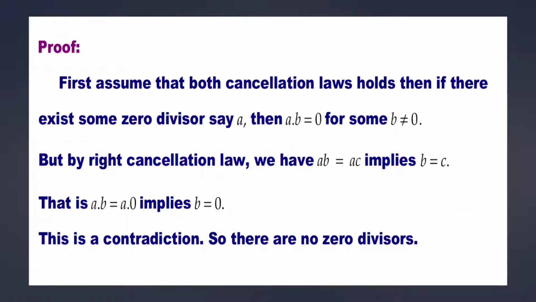First, let us assume that both the cancellation laws hold. Then, if there exists some zero divisor, let's say A, then A times B equals 0 for some B not equal to 0. But by right cancellation law, we have AB equals AC, which implies B equals C. That is, A times B is equal to A times 0, which implies B equals 0. This is a contradiction. So, there are no zero divisors.